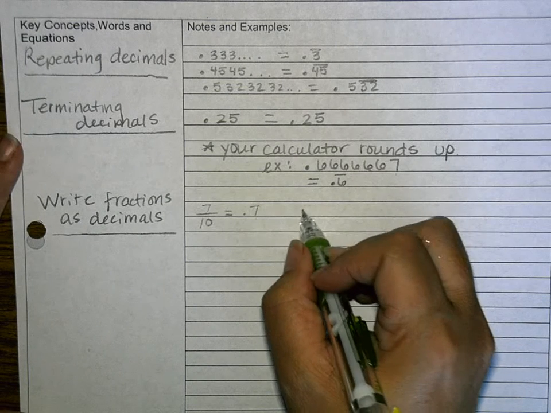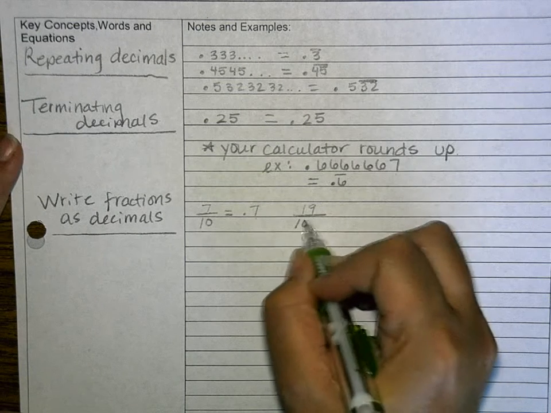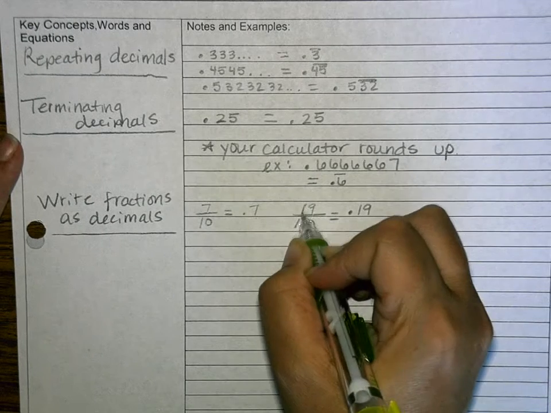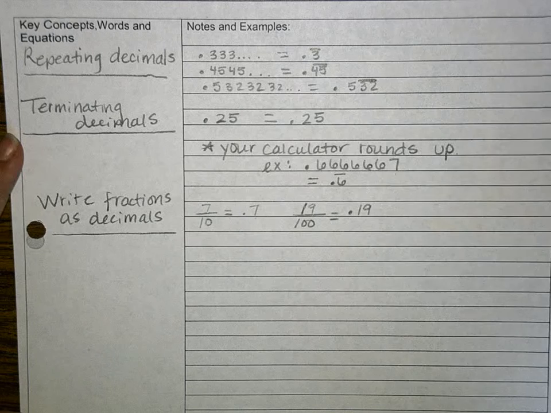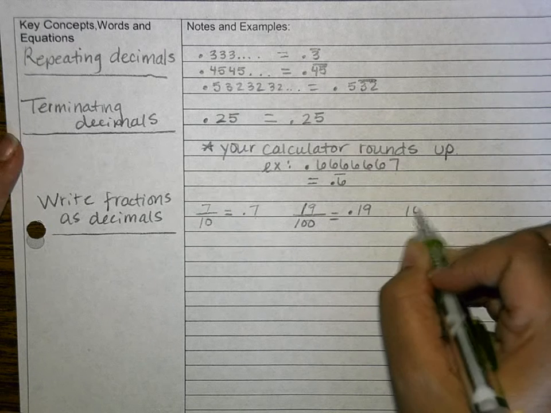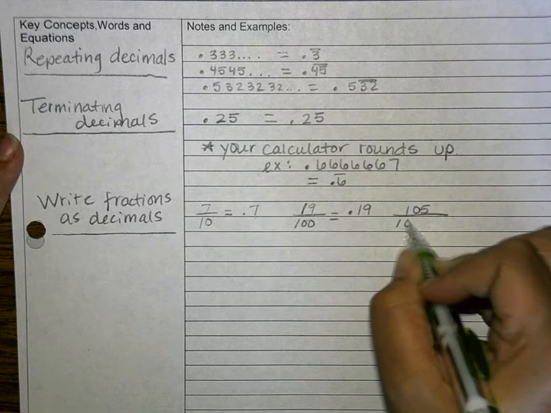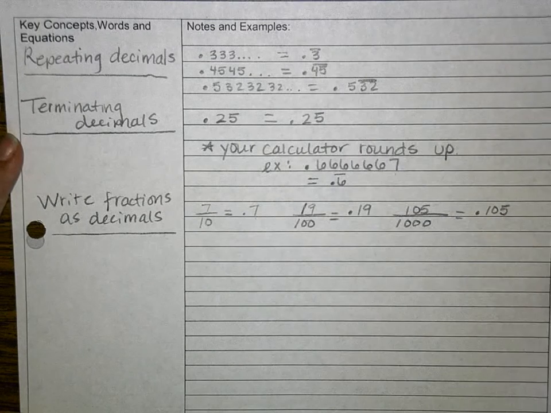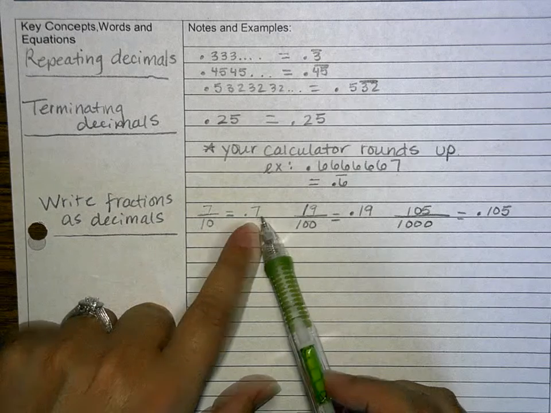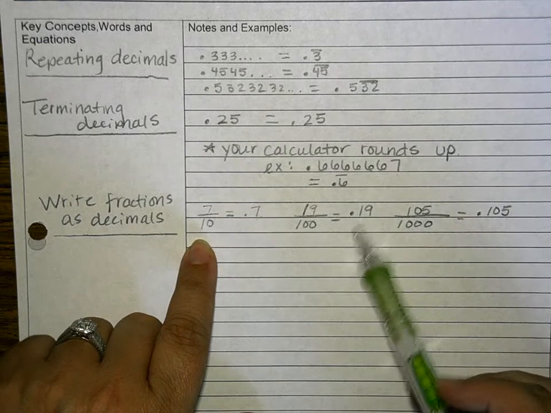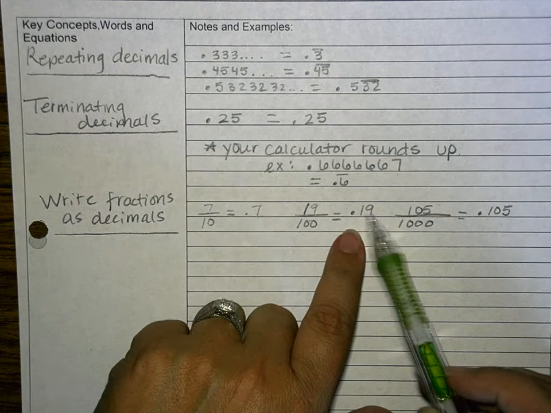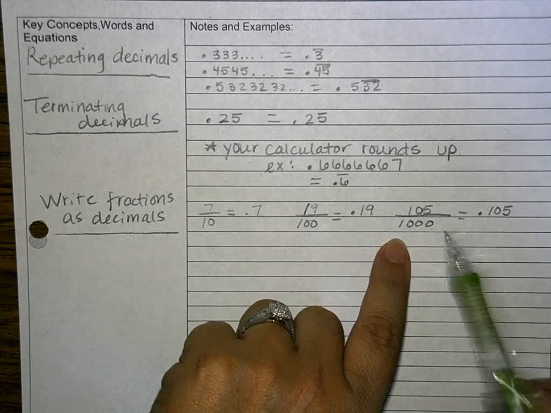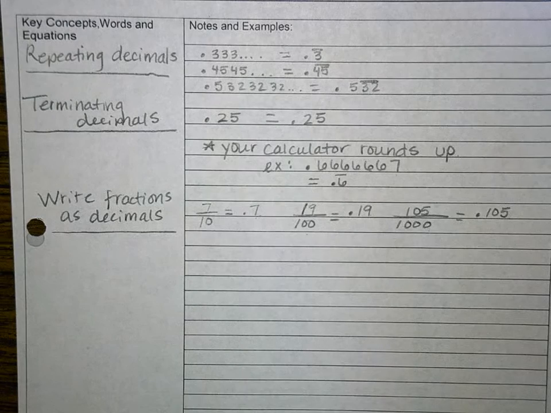And what if you have 19 over 100? What is that? 0.19, right? And what if you have 105 over 1,000? 105. Yeah. So we look here. Okay, this is the tenths, and it's over 10. This is the hundredths, and it's over 100. This is the thousandths, and it's over 1,000. So we have to know our place value.